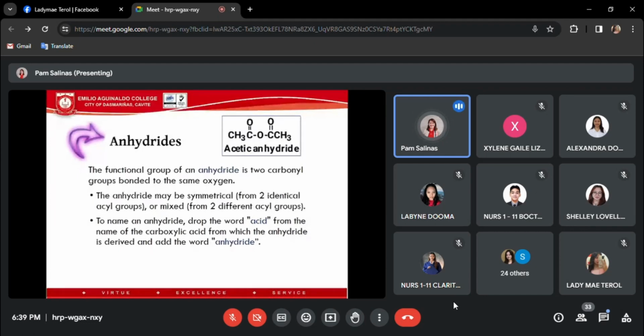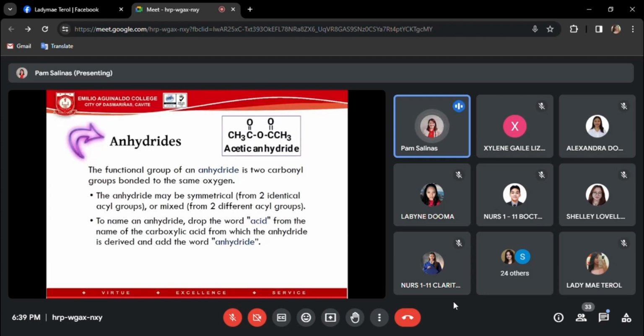You have to identify, oh, this has two carbonyl groups, and the carbonyl groups have an oxygen in between. Maybe it has only two double bonds, for example. So it's difficult, which is why you have to analyze carefully. The anhydride may be symmetrical, meaning they have two identical acyl groups, or mixed, meaning they have two different acyl groups.